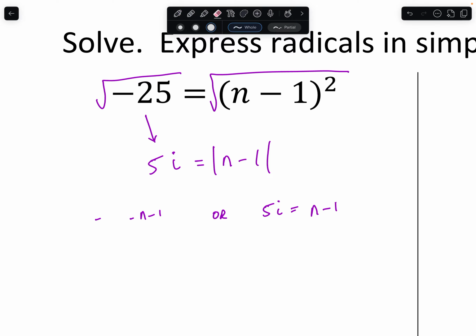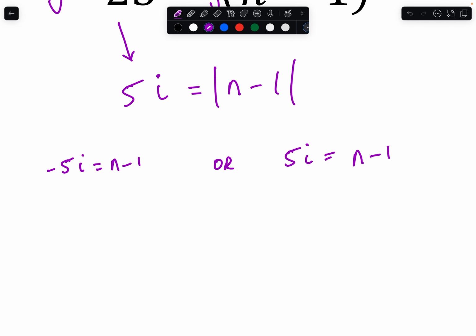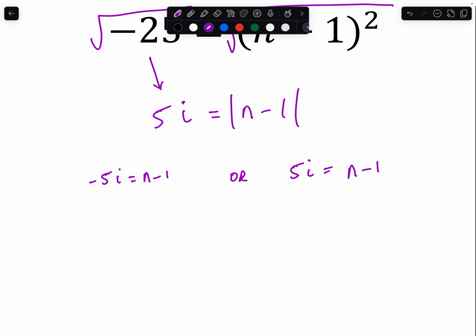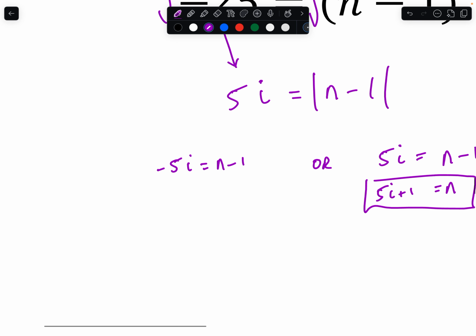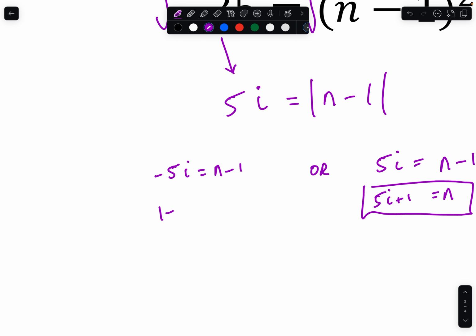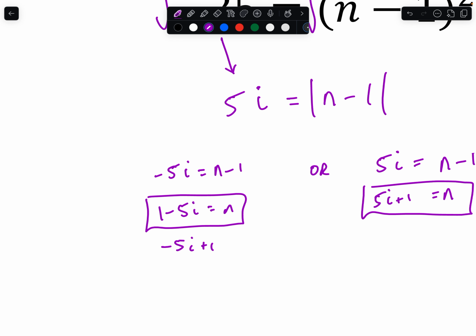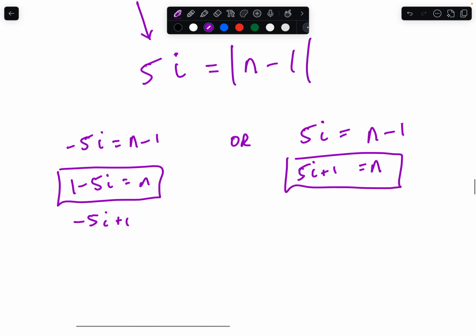There's also more we should really do with this, but I'm going to leave it at this for now. So now we have 2 different equations we have to finish solving because the absolute value doesn't get us right to our answer. Now if I add 1 to both sides, I get 5i plus 1. If I add 1 to both sides here, I get 1 minus 5i equals n. Or I could write it as negative 5i plus 1. I kind of like writing them both as the 1 first.